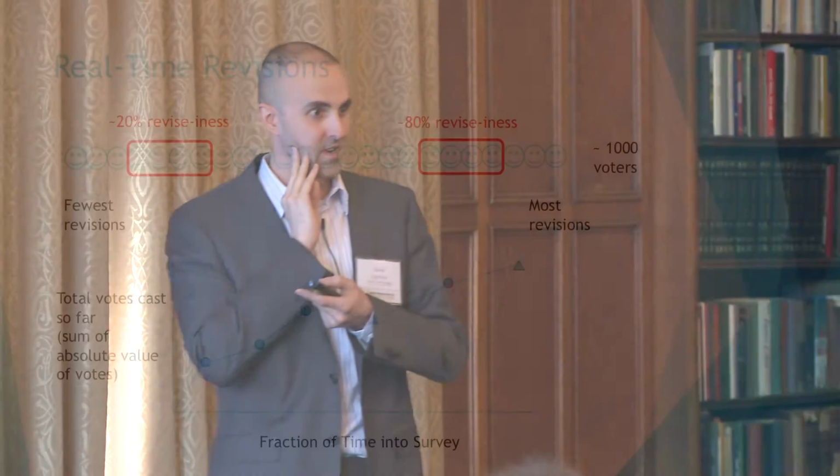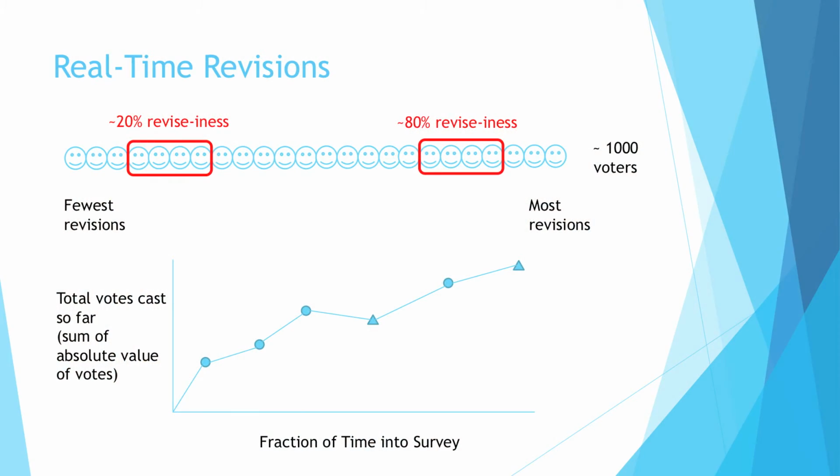Now you can also sort of watch these revisions happening in real time if you want. And some people like to see that. It's more meaningful somehow. So here's how you might do that. You might take all of your, say, 1,000 voters in a methodology and sort of line them up from those that made the fewest revisions to the most revisions. And then you might go take some of them. And here I just took people around the 20th percentile of revisiness and the 80th percentile of revisiness. And I said, I'm just going to go look at you and see what you're doing over time in a survey.